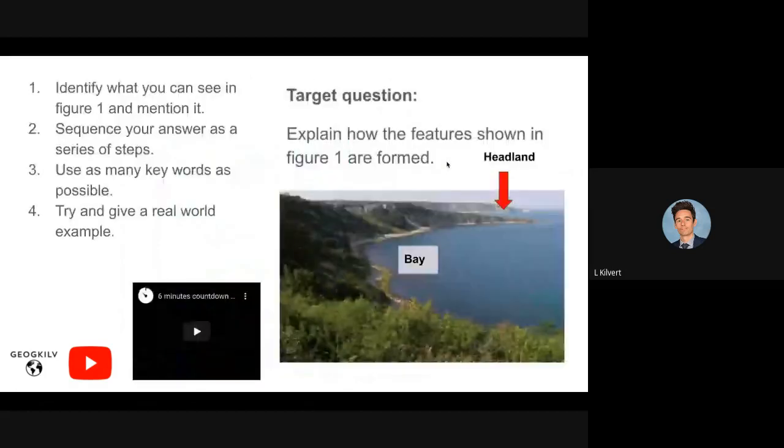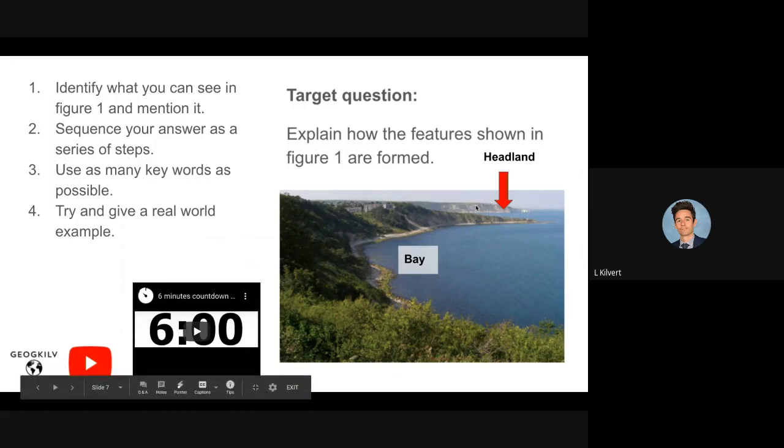Now, I wanted you to be able to answer the following target question. And it says, explain how the features shown in figure 1 are formed. And you can see that we've got here the headland and the bay. Now, in order for you to be successful in answering this question, there are 4 things that you need to do. You need to identify, firstly, what you can see in the picture. I've given you a big helping hand here because I've picked out that this bit here is the headland and this part here is the bay.